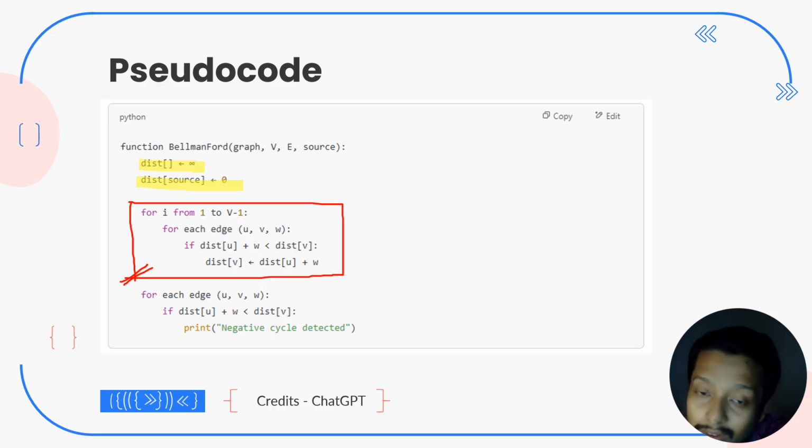Okay. Now, even after this, if you are able to relax it even one more time, then it means that a negative cycle is present in the system. That's the whole thing.